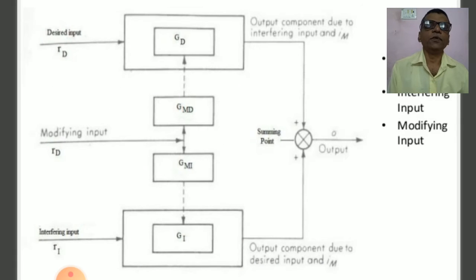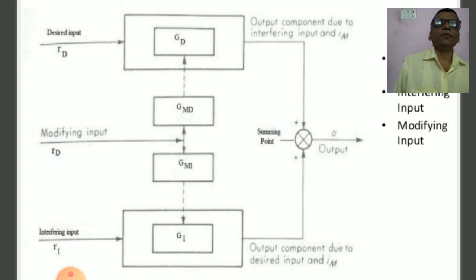So we will see another block diagram. Here the desired input RD is shown, then the interfering input RI at the bottom, and the modifying input RM. Then the transfer functions GD for desired input RD, and GI for interfering input RI are shown. In the middle, the transfer functions GMD and GMI for modifying inputs are shown. And at the right hand side, there is a summing point.